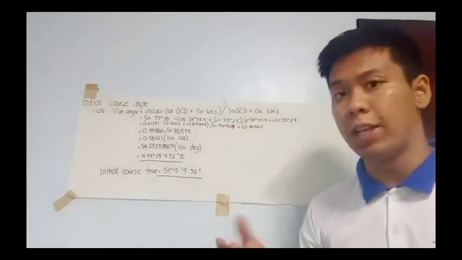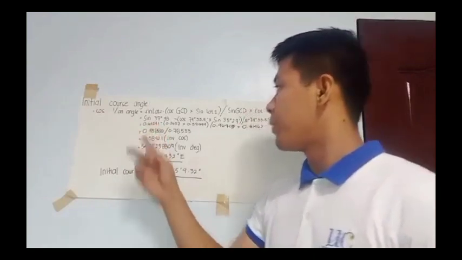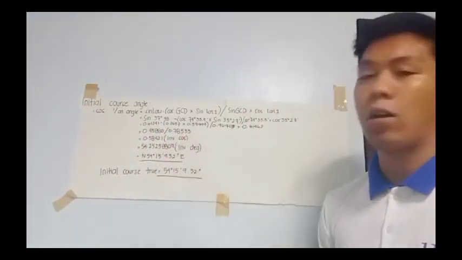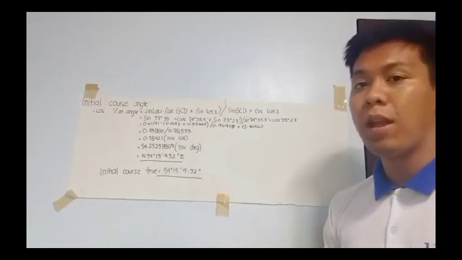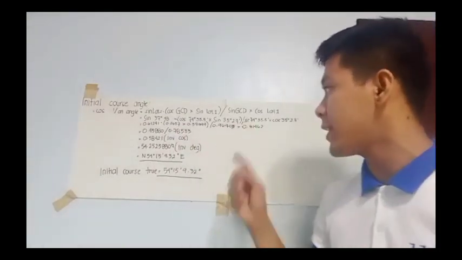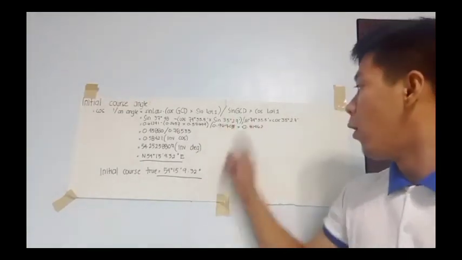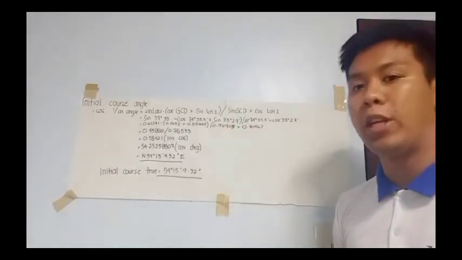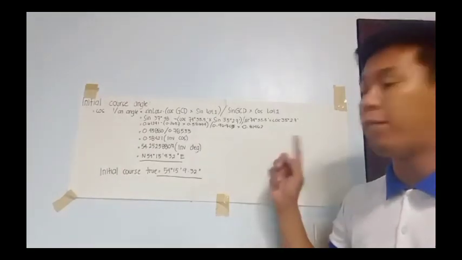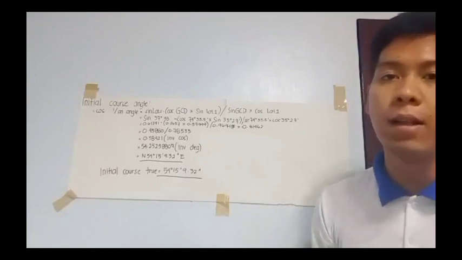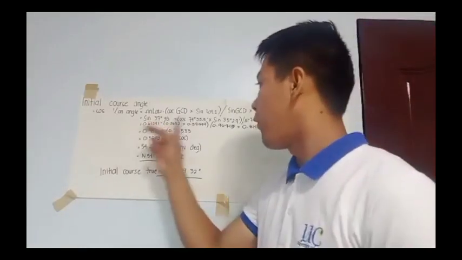So let's continue. Sine 37 degrees 48 minutes minus cosine 74 degrees and 35.5 minutes times sine 35 degrees and 27 minutes, all over sine 74 degrees 35.5 minutes times cosine 35 degrees and 27 minutes. So let's get the values of these given equations.